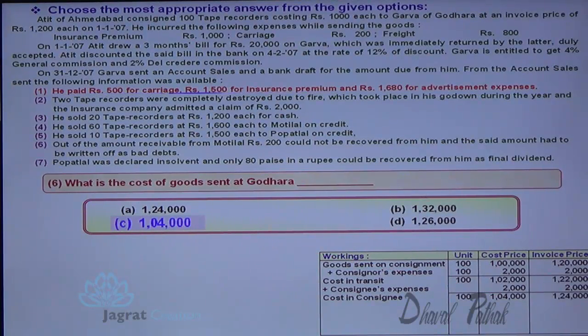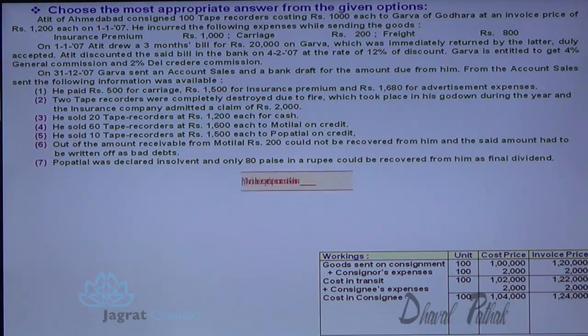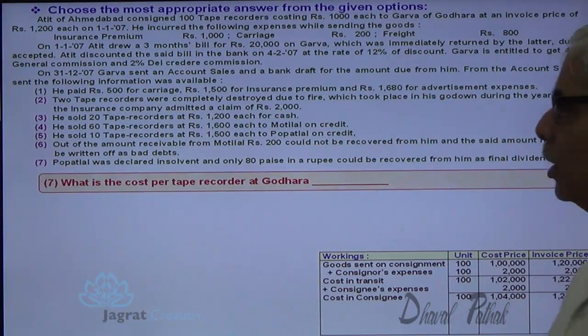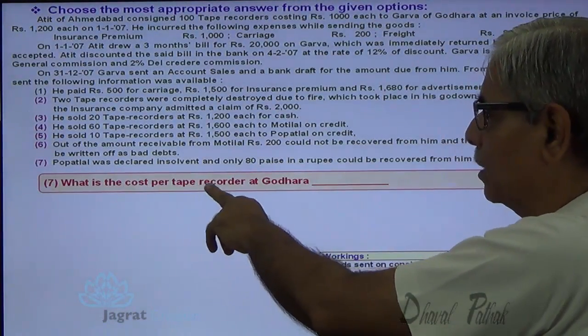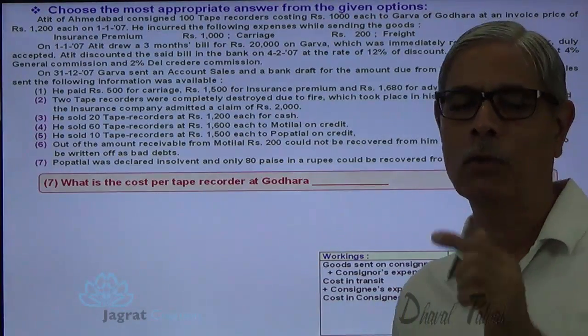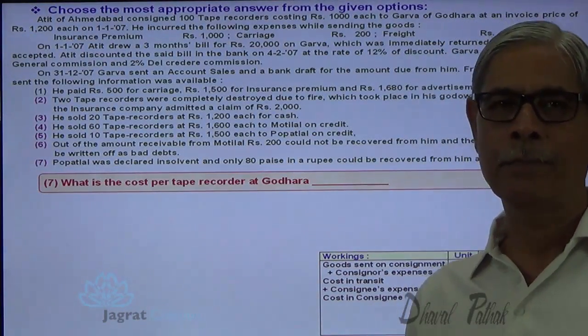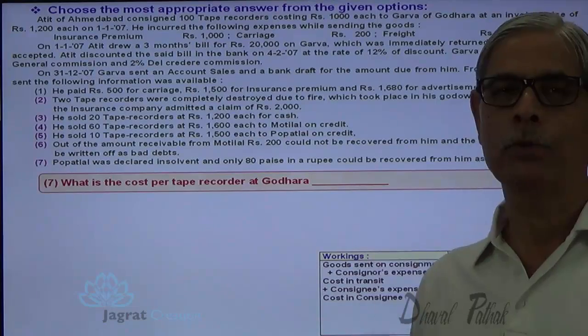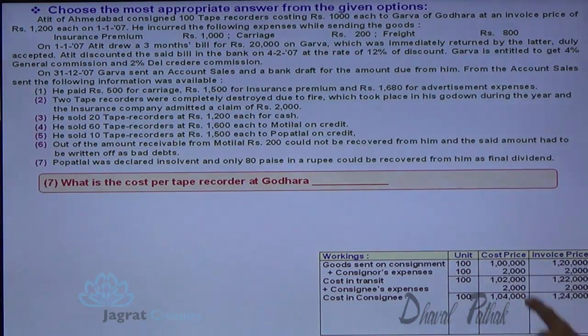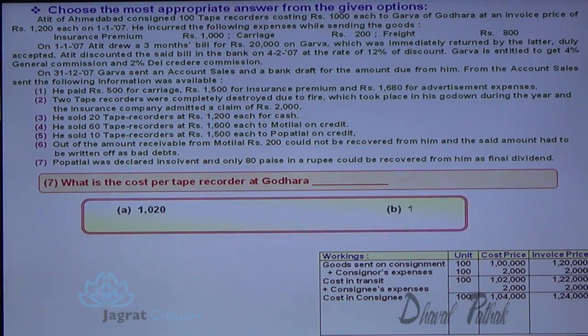Now, next question. What is the cost per tape recorder at Godhra? Now, Godhra is the consignee's destination. What is the cost price per unit that is being questioned? Here the cost price is 1,04,000, and this is the cost price of 100 units. So what is the cost price per unit? These are the options given to you.